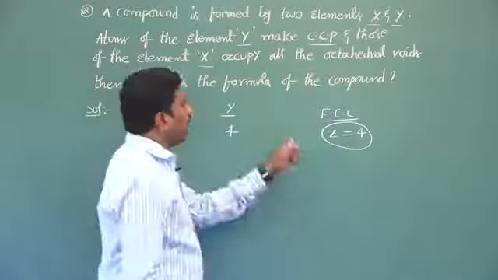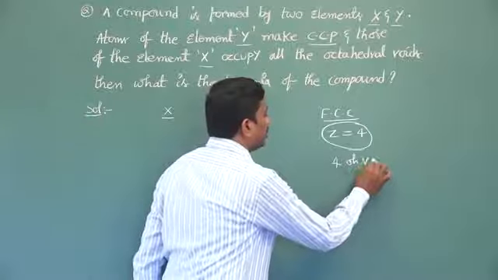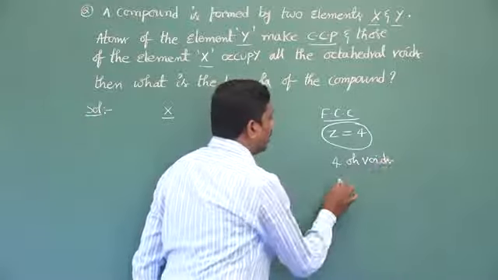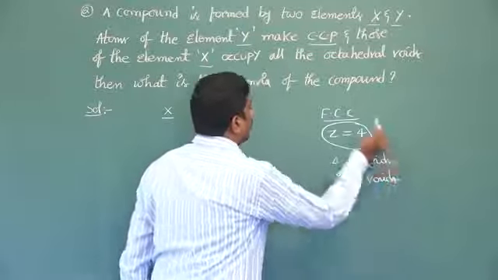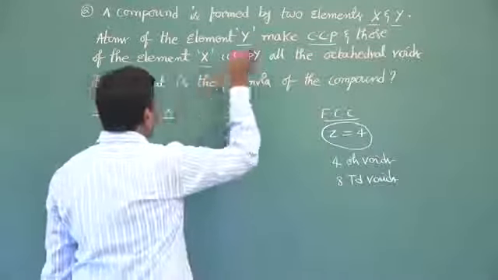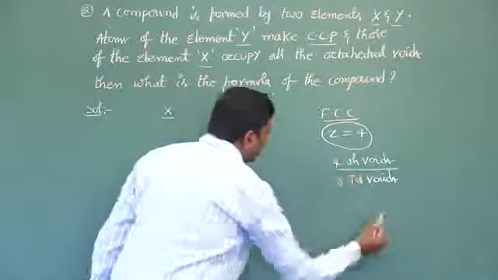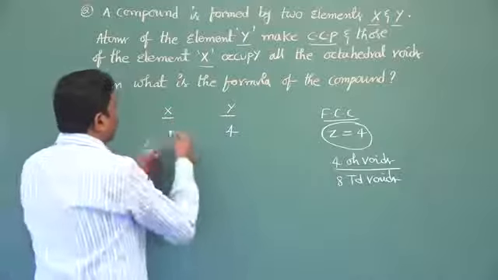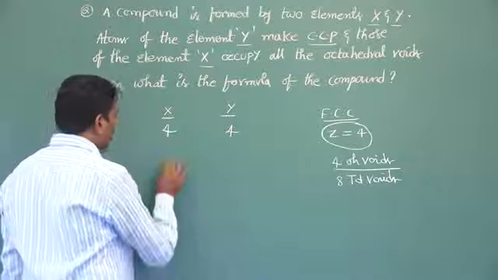So in FCC, how many octahedral voids are there? 4 octahedral voids. And how many tetrahedral voids? 8 tetrahedral voids, double the number. And they are saying that X occupies all the octahedral voids. So how many octahedral voids? 4. So how many Y's are possible? 4. Then what is the formula?